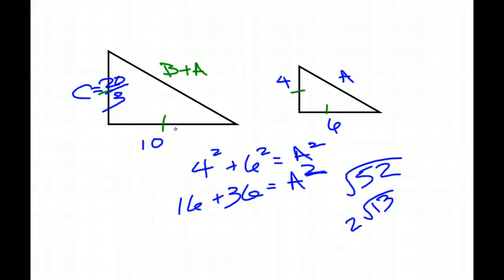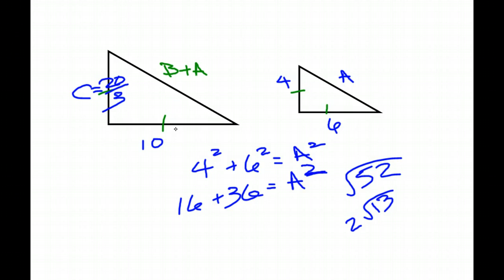20 over 3 squared plus 10 squared equals c squared, or that length squared. What would be the other way to find that? You could use proportions. So like 6 over 10 as 2 times the square root of 13 over the whole length. You could do either one. And b ends up being 4 times the square root of 13 over 3.